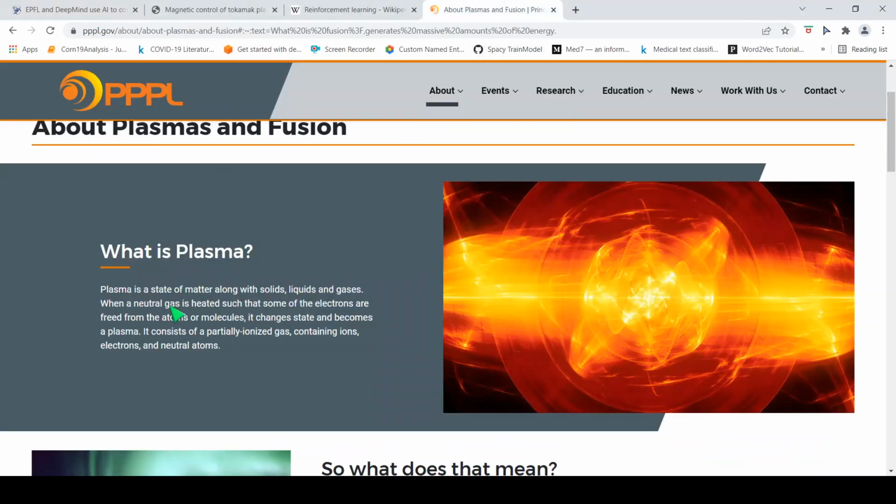Okay, so what is plasma? Plasma is a state of matter along with solids, liquids and gases. When a neutral gas is heated such that some of the electrons are freed from the atoms or molecules, it changes state and becomes a plasma. It consists of partially ionized gas containing ions, electrons and neutral atoms. Okay, so this is what is plasma. It's a state of matter.